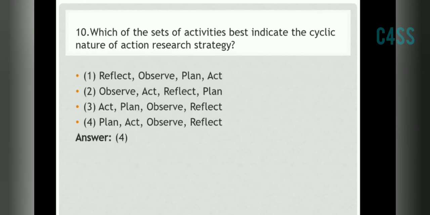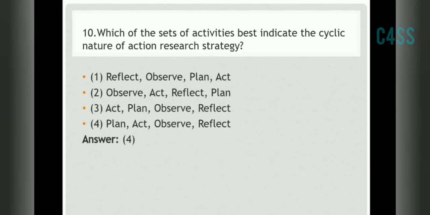And the last question, which of the sets of activities best indicate the cyclic nature of action research strategy? Answer is to plan, act, observe, and reflect. In an action research, the field researcher needs to identify a problem which needs an immediate solution. Then data need to be collected related to the problem. Then need to plan, act, and observe. Finally, reflections are to be made on the basis of the data collected.